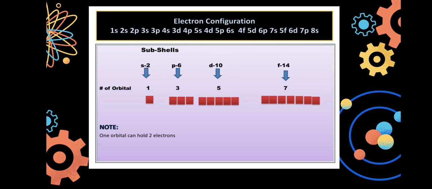The energy level is composed of subshells, the SPDF. As you can see, the square represents an orbital. Kung makikita niyo dyan, ang S may isang orbital. Ang P may 3 orbital. Ang D, 5 orbital. At ang F may 7 orbital. And take note, 1 orbital can hold 2 electrons. Kaya ang S, 2 ang nakalagay dyan kasi sa isang orbital may 2 electron. Sa P naman, 3 orbital times 2 is 6. Sa D, 5 times 2 is 10. Sa F, 7 times 2 is 14. So, okay po?